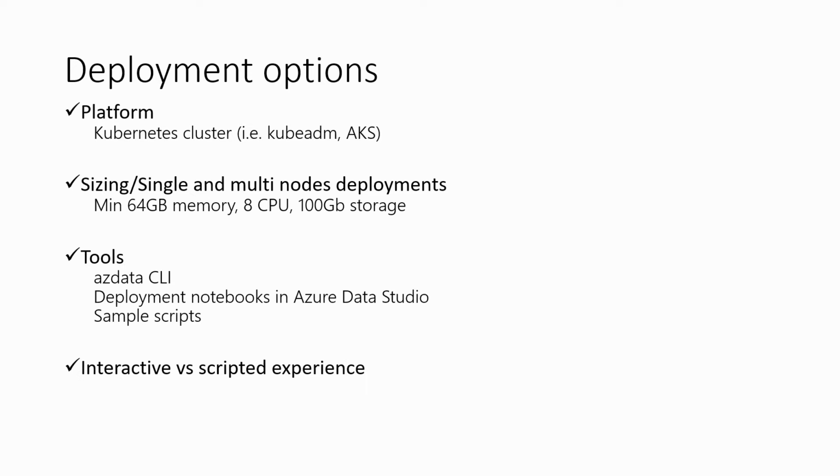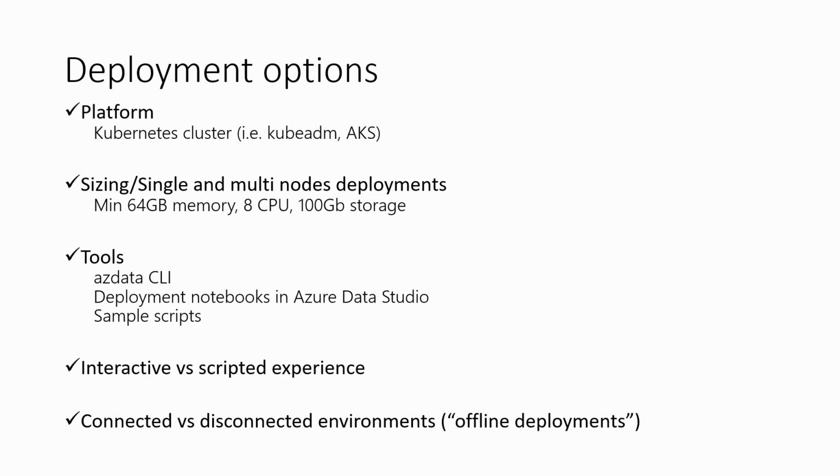Once you have the target Kubernetes cluster available, the next step is to think about how you will deploy BDC on top of that. From a tooling perspective, one option is to use the AZData command utility, our new cross-platform Python-based tool to deploy, manage, and interact with services in BDC. You can automate the entire deployment process using AZData commands, or you can go with a guided, more interactive experience using AZData CLI again, or notebooks in Azure Data Studio. For all these options, we are publishing sample scripts and notebooks for you to reference in our documentation.